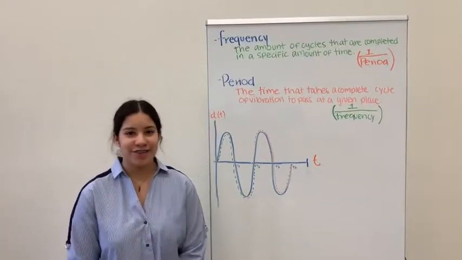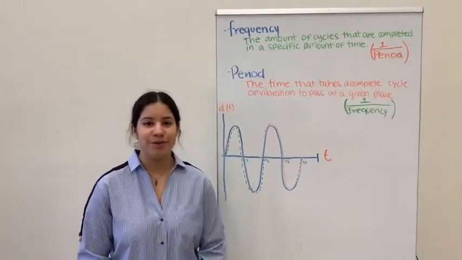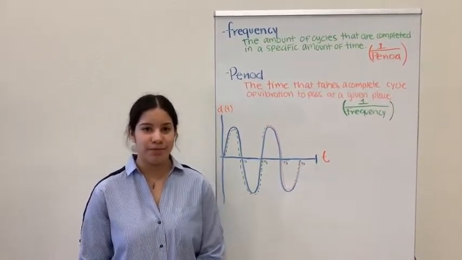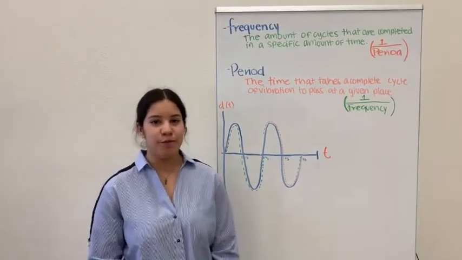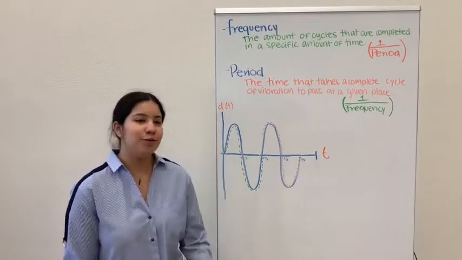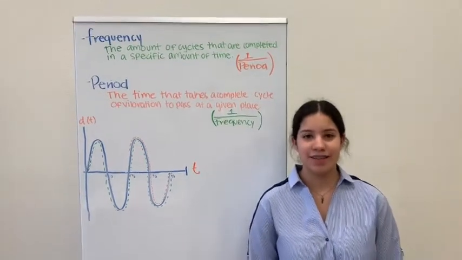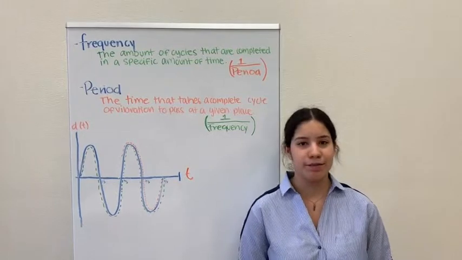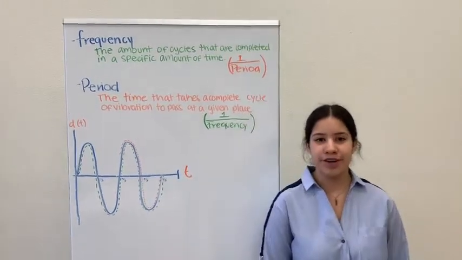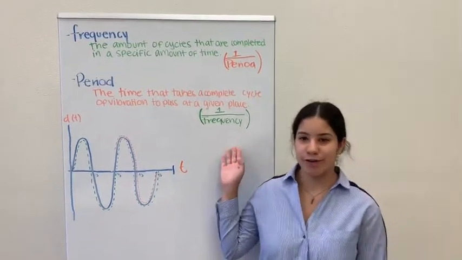So what is frequency? Frequency is the number of cycles that are completed in a specific amount of time. The way to find the frequency is with the formula 1 over the period, which is shown right here. And now, what is the period? The period is the time that it takes a complete cycle of vibration to pass at a given place. The formula of the period is 1 over the frequency, which you can see over here.